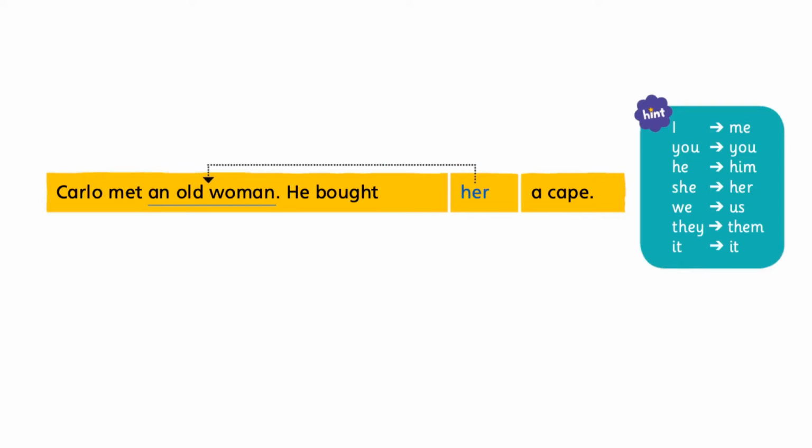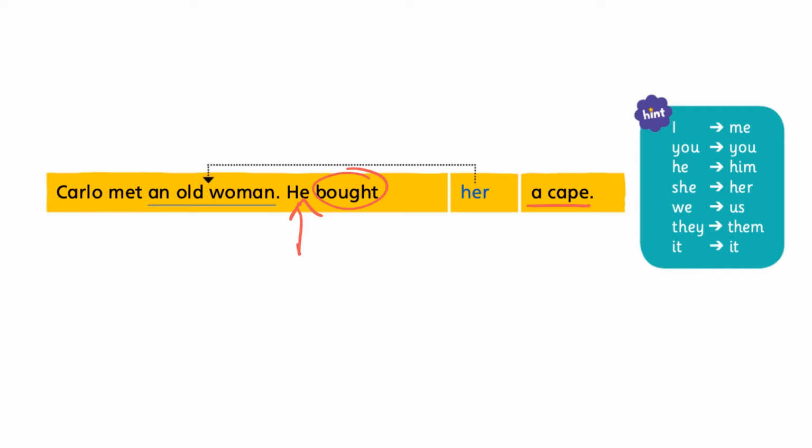Now look at the first sentence. Carlo met an old woman. He bought her a cape. Who did the action bought? Yes, it was Carlo. We call this the subject. This is the doer of the action. What did Carlo buy? That's right, a cape. We call this the direct object. It directly receives the action.